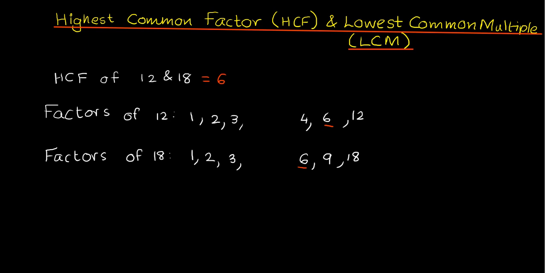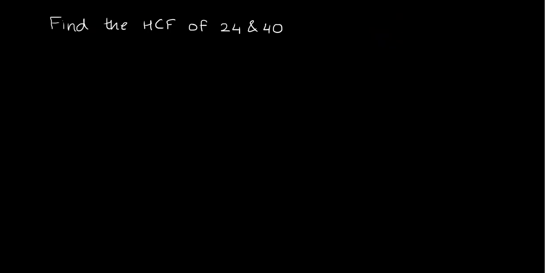Alright, so the highest common factor can be done in different ways. One of the ways was listing. There's a few other ways, and I'm going to show you two other ways: one using the factor tree, which we have seen in the previous video, and the ladder method as well. Right, so let's get started.